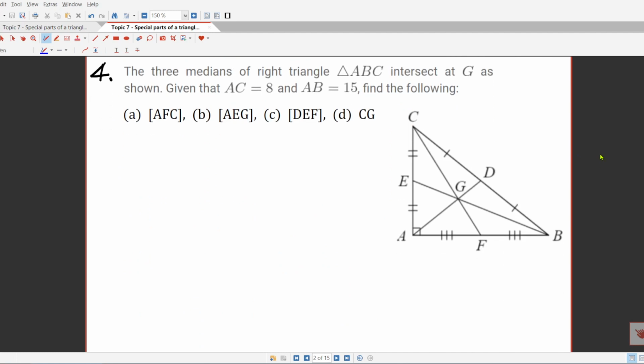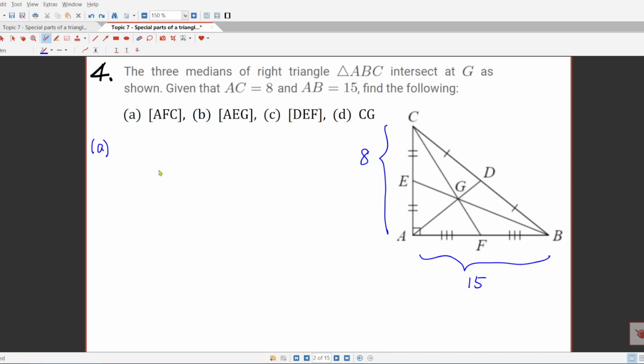Okay, next one. The three medians of the right triangle ABC intersect at G as shown here. Again, G is a centroid of the triangle, right? And we know AC is 8, AB is 15. Find the following. First, the area of triangle AFC. So we know that medians AD, BE and CF divide triangle ABC into 6 smaller triangles of equal area, right? So basically all of the small areas are equal.